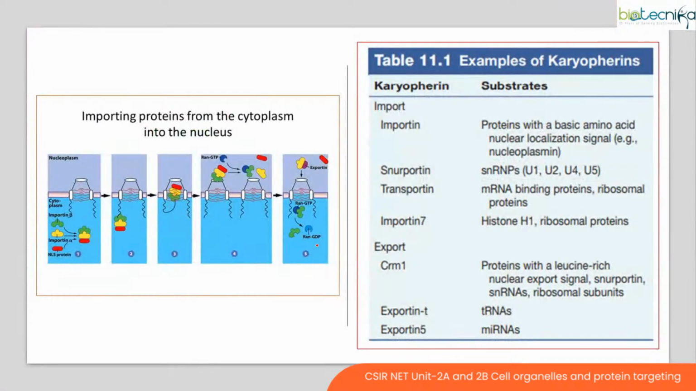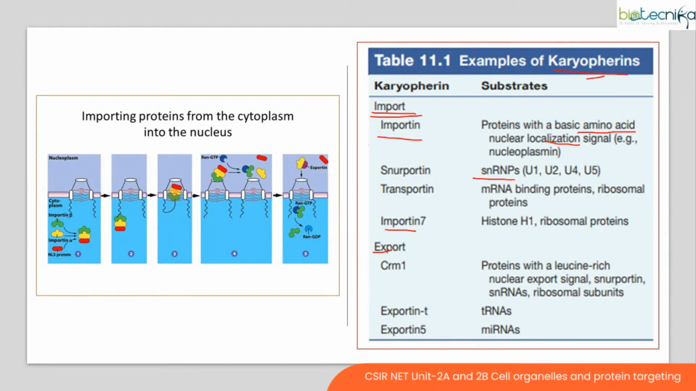Okay? And these are the important proteins, karyophorines. Karyophorines are nothing but the nuclear transporters that are responsible for the import and export of proteins, either inside the nucleus or outside the nucleus. Different proteins are involved, like importin, which handles proteins with basic amino acids. Any protein that has NLS as its sorting signal will be taken care of by importin protein. Then you might have heard about the splicing machinery, right? SNRNPs. Then you have importin 7. So different types of import proteins come under this karyophorine receptor.